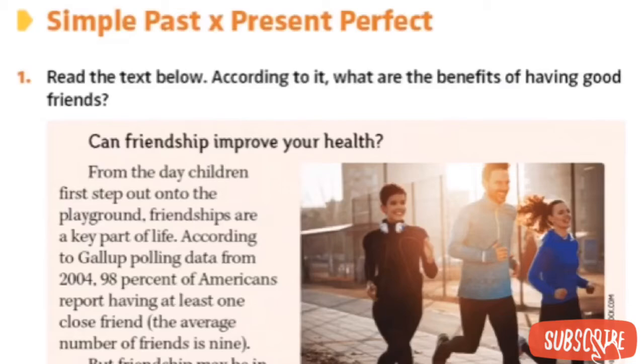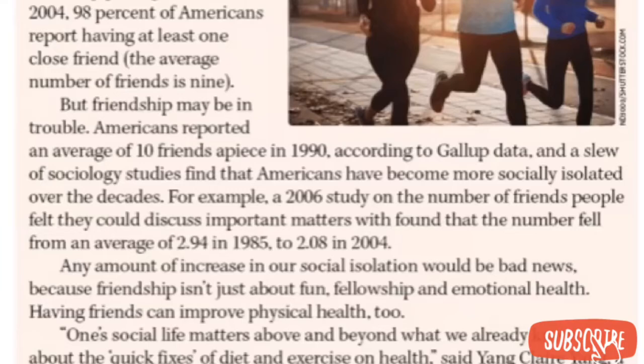From the day children first step out onto the playground, friendships are a key part of life. According to Gallup polling data from 2004, 98% of Americans report having at least one close friend. The average number of friends is 9, but friendship may be in trouble. Americans reported an average of 10 friends apiece in 1990, according to Gallup data. A slew of sociology studies find that Americans have become more socially isolated over the decades.